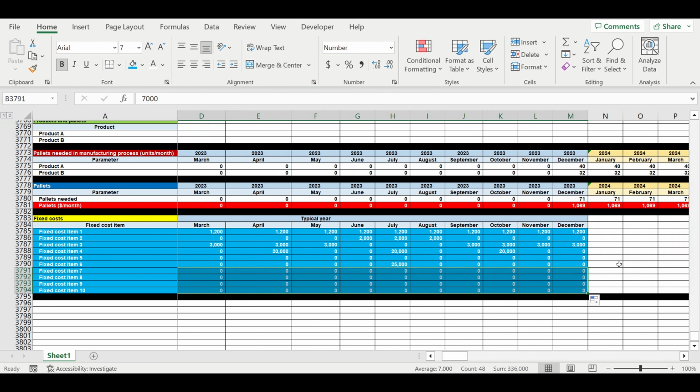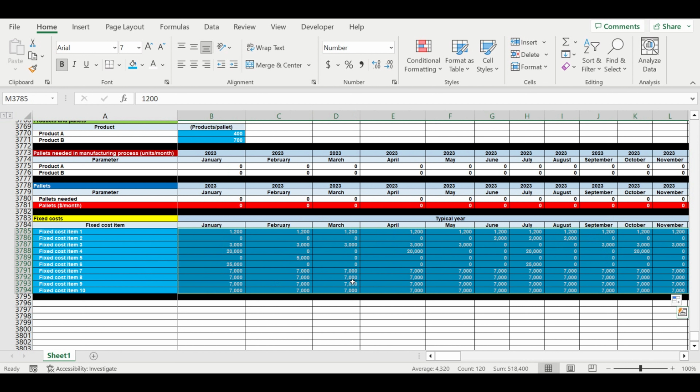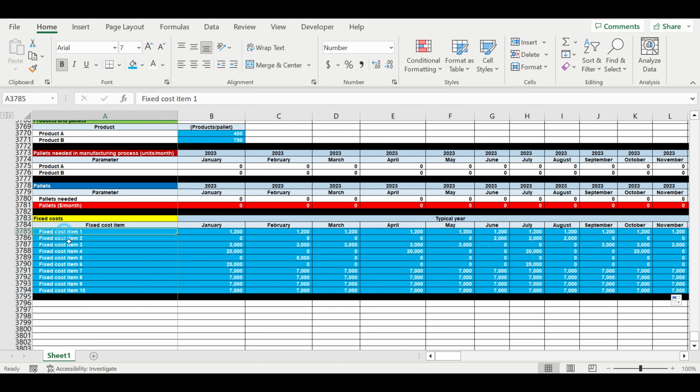So when we are talking about fixed costs, they are not really fixed. They may also have some seasonality. They may have some algorithms. That's why we need to create this typical year and put inside this typical year the names of fixed cost items, articles, and specify the values of these expenses inside this typical year.